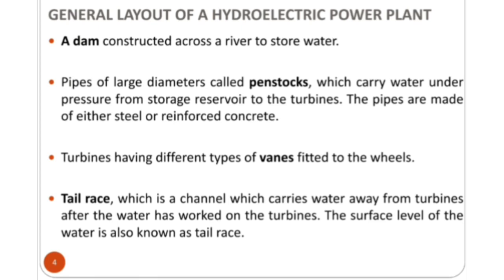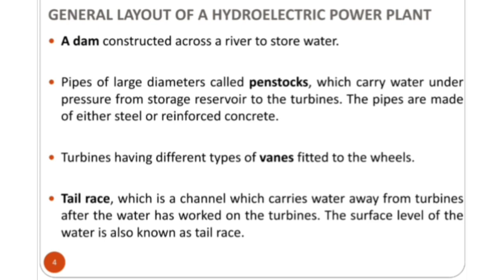So usually a hydroelectric power plant consists of a dam. Usually a dam is constructed across the flow of water, or across a river or any other forms of flow. So it will create a reservoir on the upstream side of the dam. So it will have the head on the upstream side of the dam, that is nothing but the reservoir.